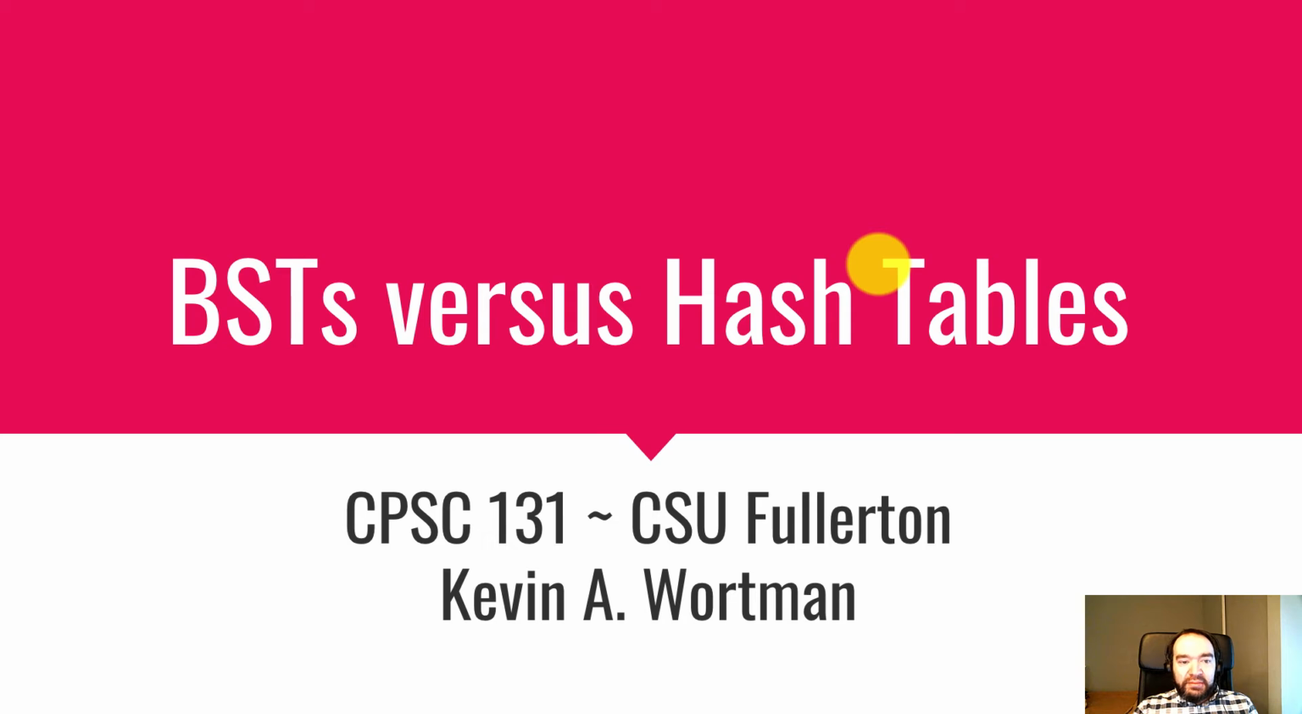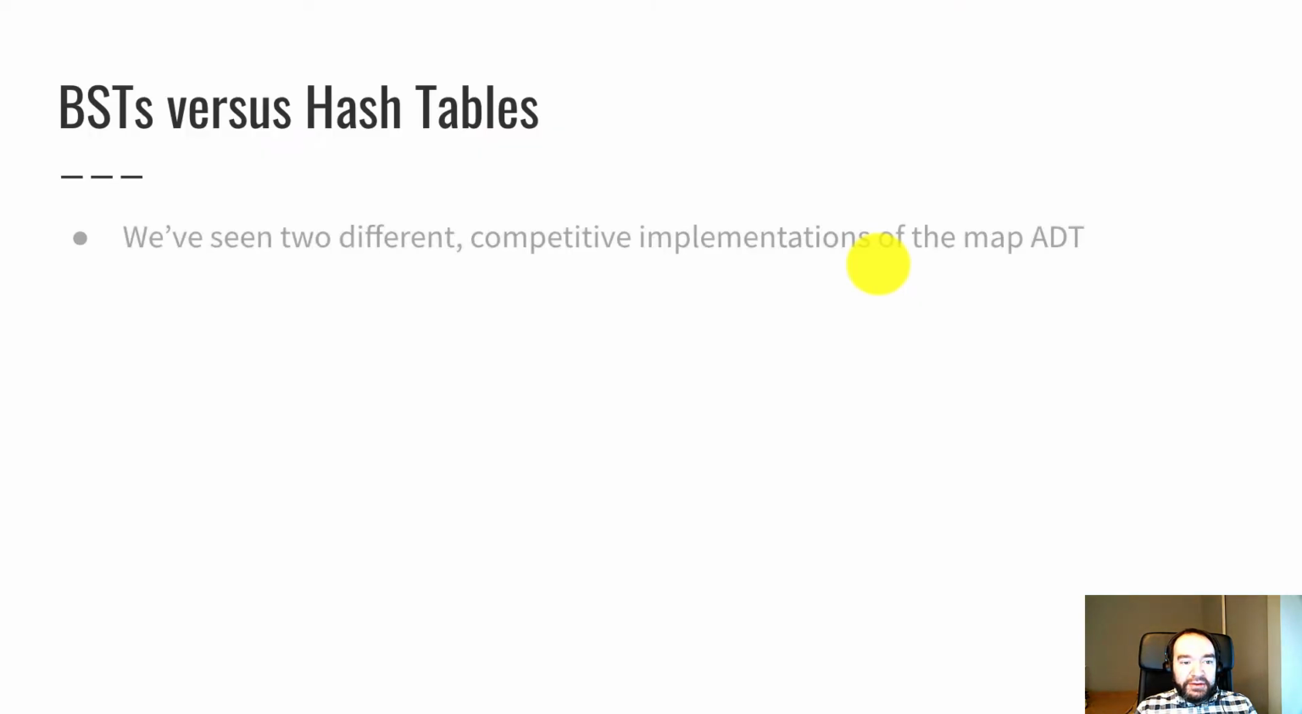Hi, in this video we're going to compare binary search trees to hash tables. We're going to see what the trade-off between the two of them is because they're kind of directly comparable. So we've seen two different competitive implementations of the map abstract data type.